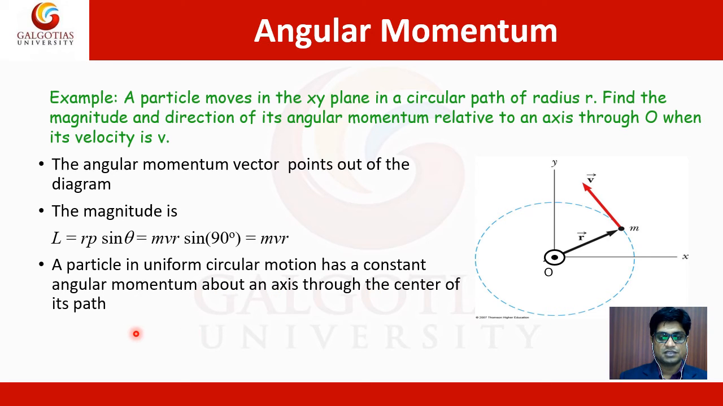So a particle in uniform circular motion has a constant angular momentum about an axis through the center of its path. In this way, we can reach an important conclusion: if a particle is moving in a circular path, then its angular momentum will be constant. Why constant? The mass of any object is constant. If the object is moving in uniform circular motion, then v is also constant. R, the radius of the circle, is constant. So if any object is moving in a circular path, then its angular momentum will be constant. This is a useful concept that can be used in many ways. You can see it in the next slides.